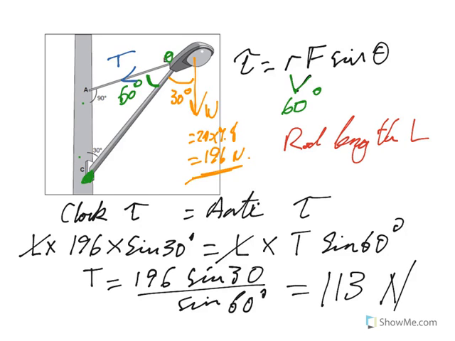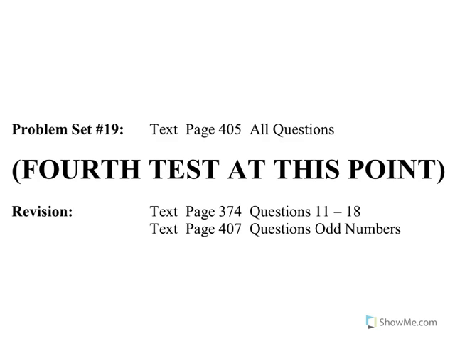All right. So there we go. There's some equilibrium, translational and rotational, and that brings us to the end of this section. So end of this section, problem set 19, and then the fourth test, and there's some revision questions. There's just one video on that stuff, so have a look at that.